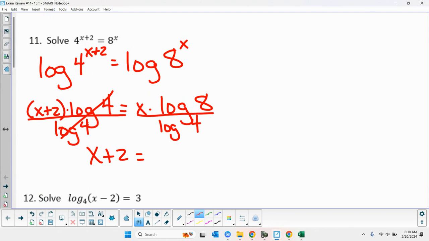So you've got this x times 1.5, which is 1.5x, right? So now you've got to get your x's together to solve this. So I'm going to subtract the x over. So what's 1.5x minus 1? Remember, that's 1.5. I just didn't write it in front, okay? 1.5x minus 1x is what?